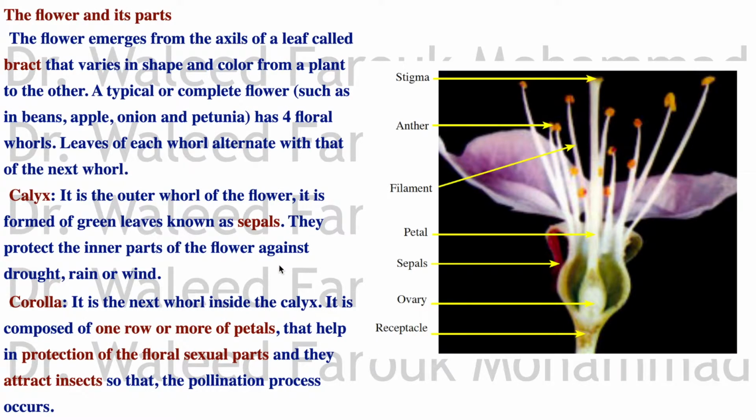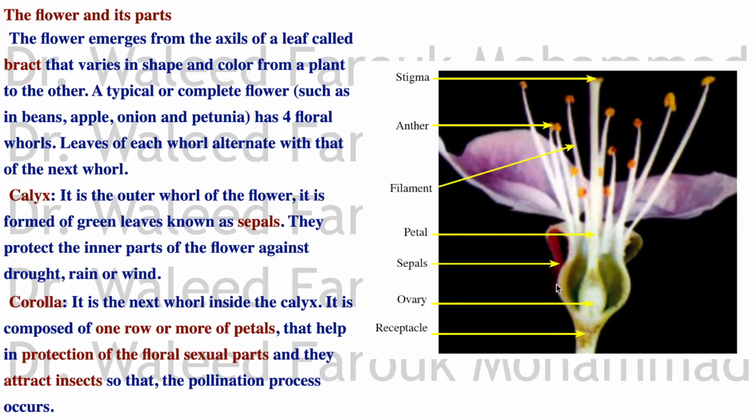The first one is called the calyx. It's the outer whorl of the flower, formed of green leaves known as sepals, as you can see here. And the function of this calyx is to protect the inner parts of the flower against drought, rain, or wind.